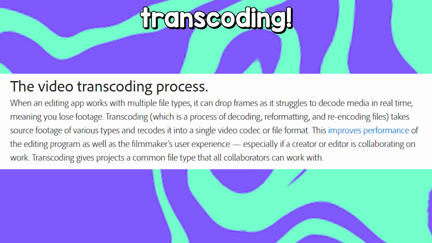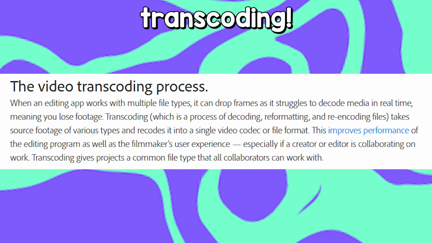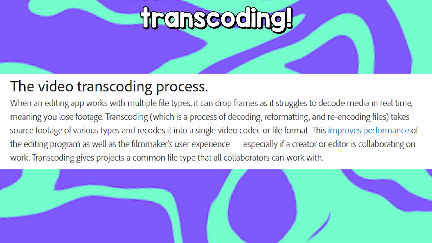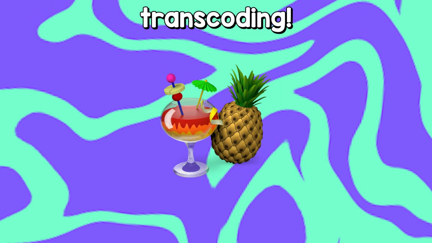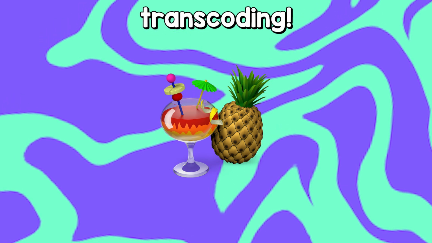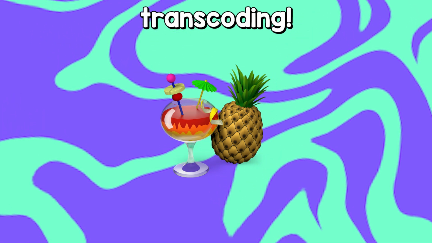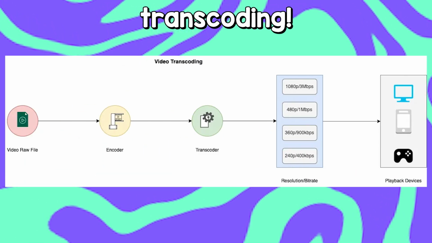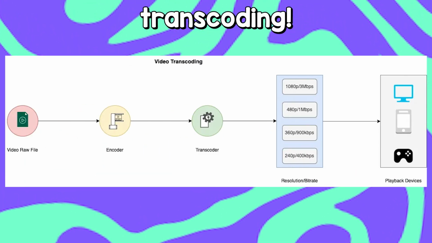Adobe describes it in actual professional terms as a process of decoding, reformatting, and re-encoding files. An example of a transcoding program is the open source Handbrake, which I use to change video files into a different format when my video editing software doesn't want to take it. So here's a graphic I grabbed from imagekit.io that explains the whole video transcoding pipeline.